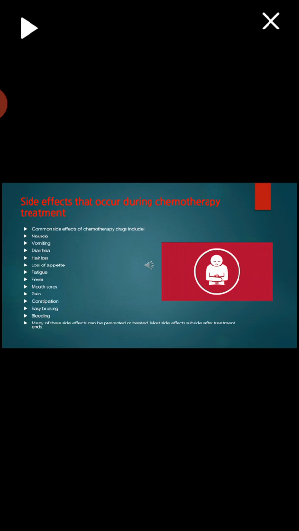Side effects that occur during chemotherapy treatment. Common side effects of chemotherapy drugs include nausea, vomiting, diarrhea, hair loss, lost appetite, fatigue, fever, mouth sores, pain, constipation, easy bruising, and bleeding. Many of these side effects can be prevented or treated. Most side effects subside after treatment ends.